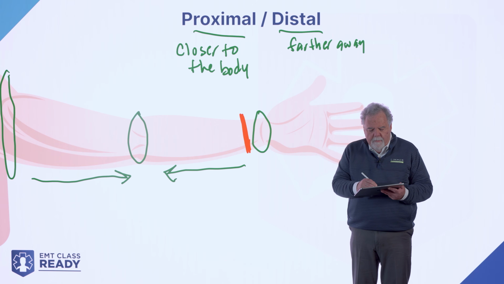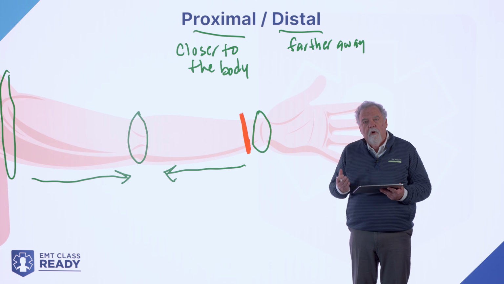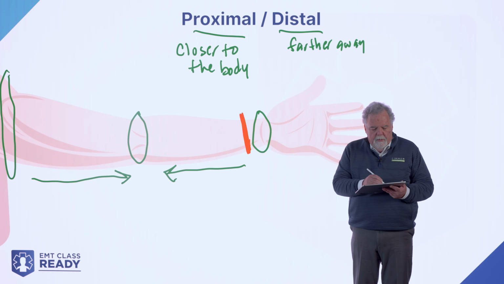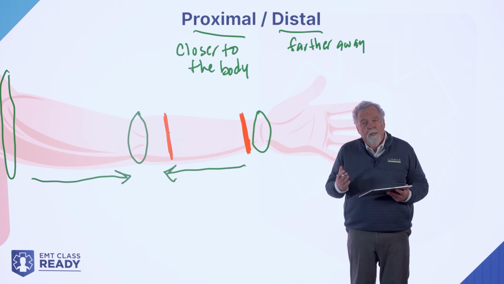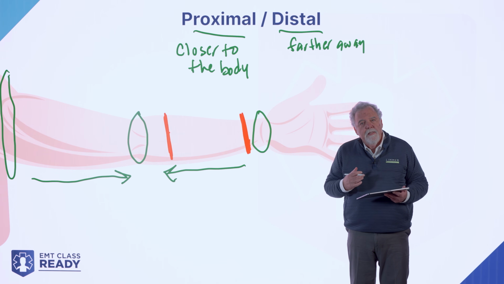If I break my arm right here, that's in the distal forearm. But if I break my arm right here, farther up, that's the proximal forearm because it's closer to the body. And why is this important?